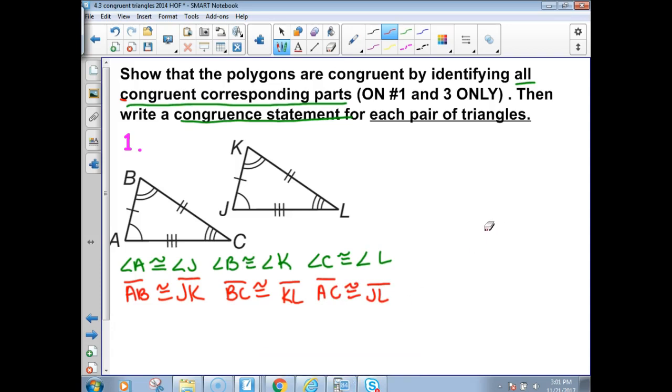Okay? Any questions about how I labeled those? Or why they're the ones that match? Okay, now I need to write a congruent statement. The congruent statement says that a triangle is congruent to another triangle. The triangle that I'm going to name, if I say triangle ABC, which we tend to do, would be congruent to triangle what? Now you have to go in the correct order. And it has to be JKL.